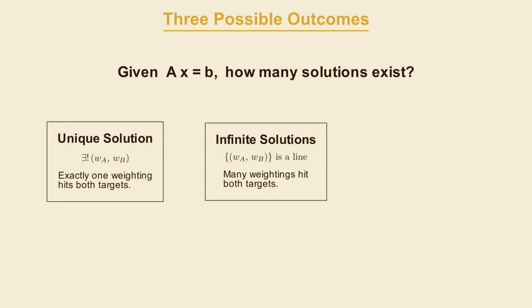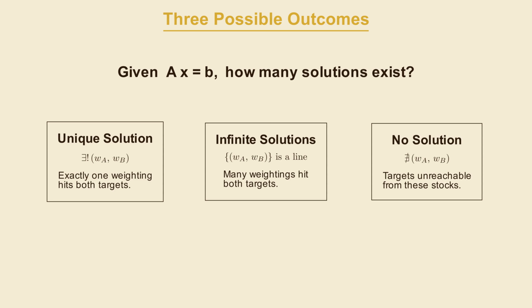The second possibility is that the system has an infinite number of solutions. There are many different assignments of values that satisfy every single equation. This shows up when there is some redundancy in the equations, or when there are more unknowns than effective constraints. In a portfolio context, that would mean there are many different weight combinations that all hit the same factor targets.